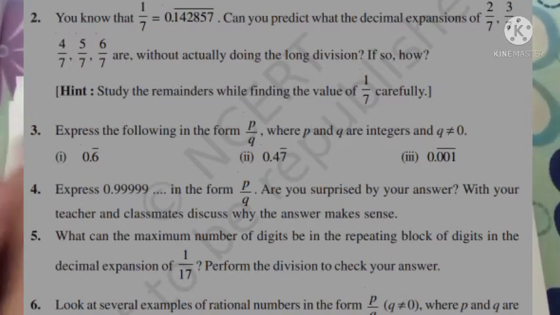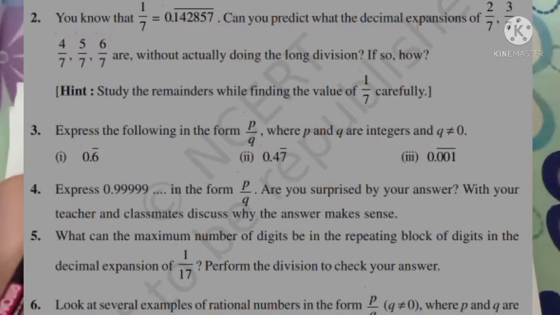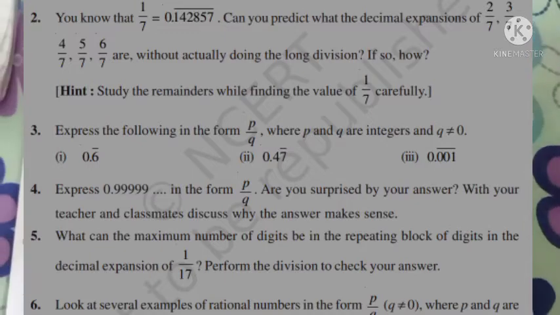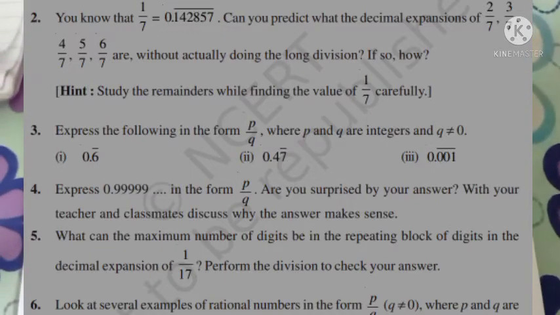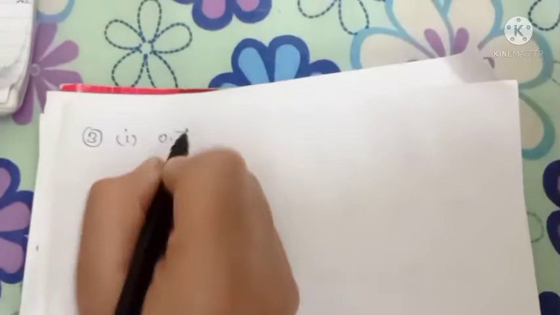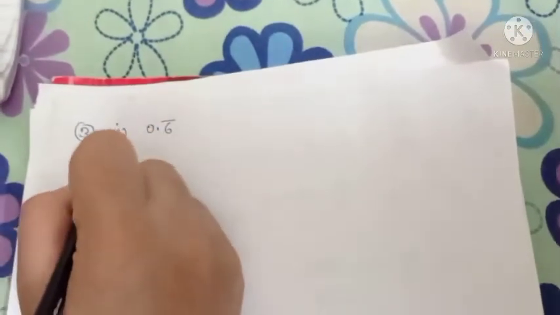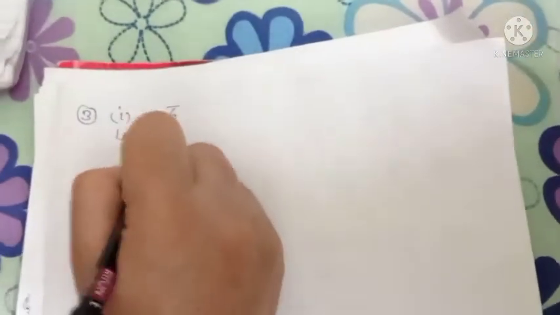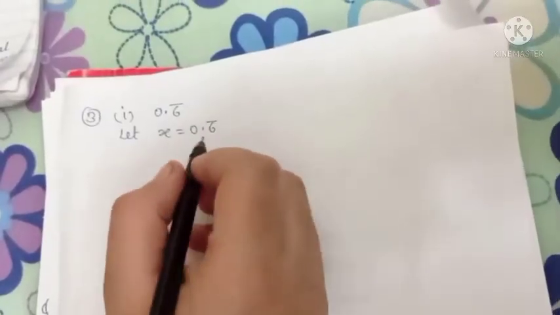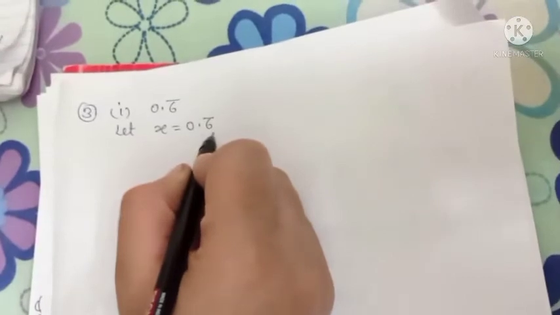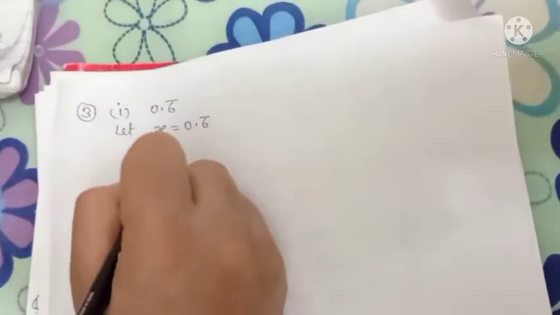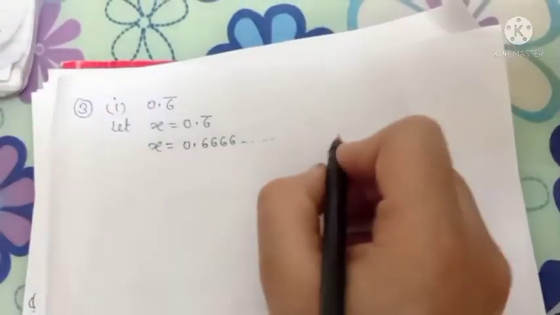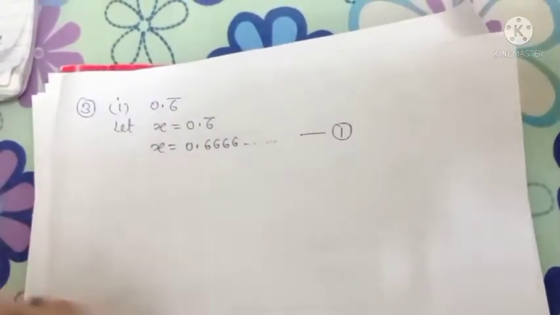We have been given a decimal and we have to calculate it in p upon q form. The first question is 0.6 bar. Let us take x for this. Here let x is equal to 0.6 bar. We can write 0.6 bar as 0.666 and so on. This is the first equation.